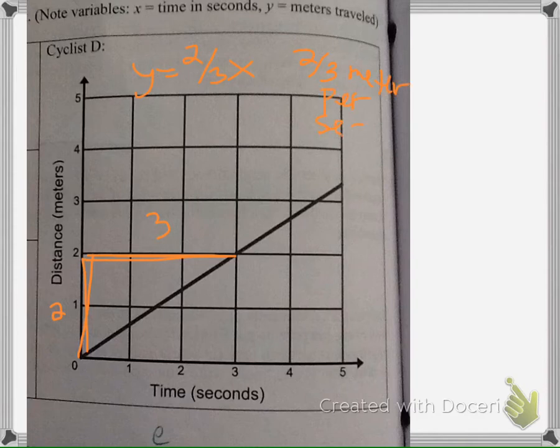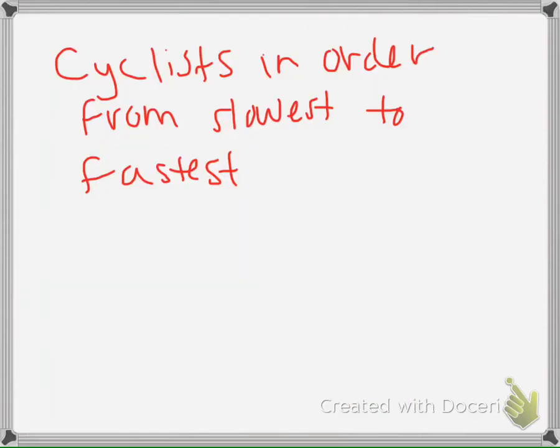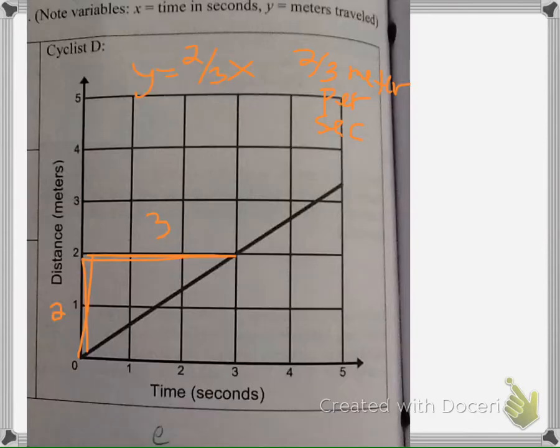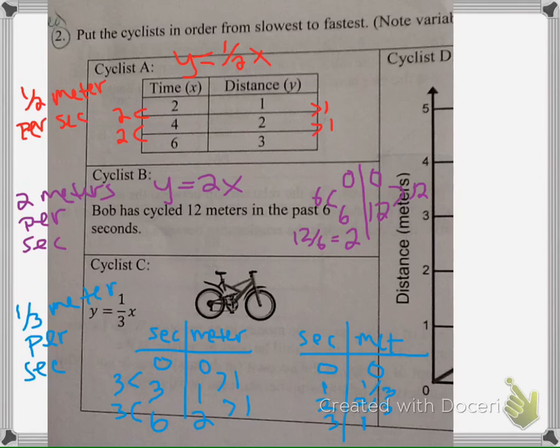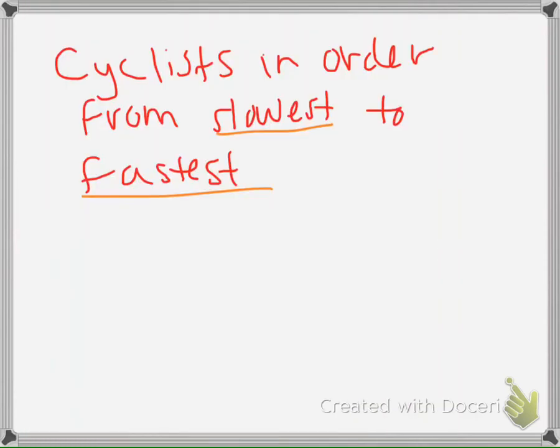Okay, but the actual question was to put the cyclists in order from slowest to fastest. So I have 2/3 meter per second, 1/3 meter per second, 2 meters per second, and 1/2 meter per second. Well, I know my fastest right away is 2 meters per second. He can go the farthest in 1 second. So he's going to be at the bottom. That was cyclist B. He's 4th. He's the fastest.